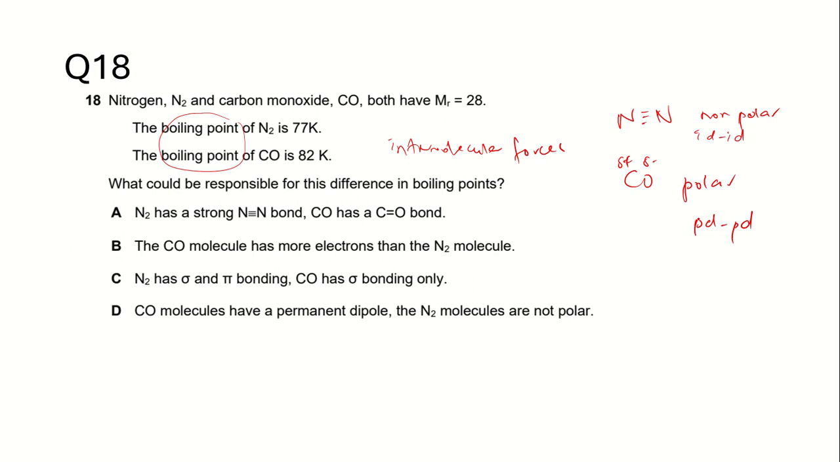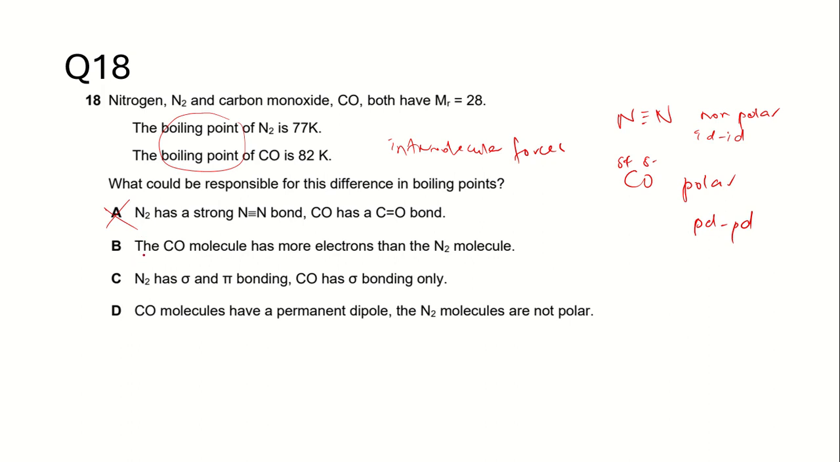So what could be responsible for this difference in boiling point? PD-PD forces are stronger than ID-ID forces. So that's why carbon monoxide has a higher boiling point. Let's look at A. Nitrogen has a strong triple bond. Carbon monoxide has a double bond. Okay, no, we are not talking about the covalent bonding. We are talking about intermolecular forces here.